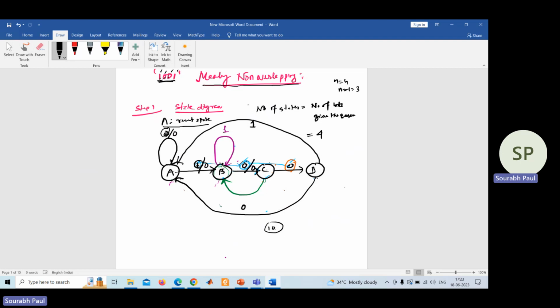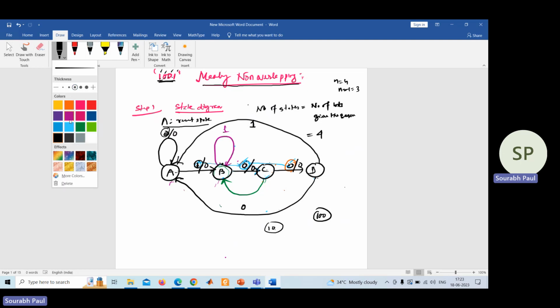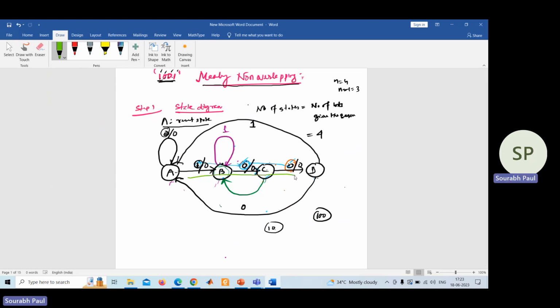Now you come to D. If you remember, 1 0 0 was detected by D. Is it the sequence we want? No. So that's why output is 0. Now you see this path, closely see this path, from here to here. 1 0, so 1 0 0 0. Is it the sequence we want? No. So that's why output will be 0.